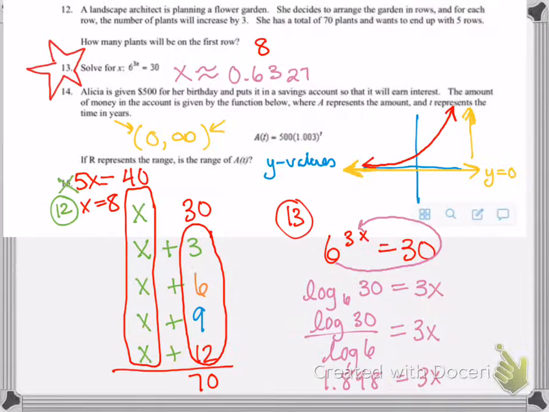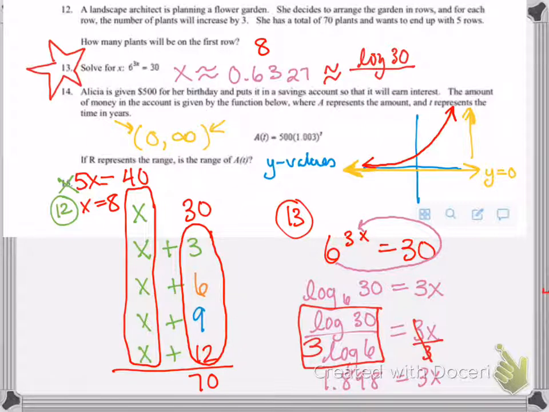Another problem that my answer was different from the answer key's was number 13. In number 13, when we did our work, we used our calculator to get an approximate answer, but you could also at this step just divide by 3, and you do that on both sides. When I divide this side by 3, I put it in the denominator with the log of 6. So that cancels these values out, and I'm left with log of 30 divided by 3 times the log of 6, which you'll notice is equal to 0.6327.